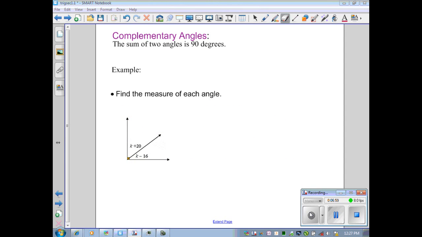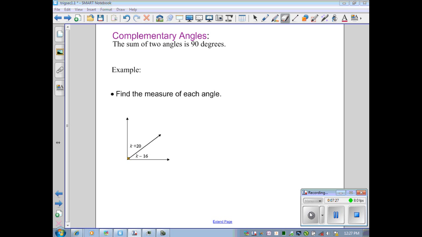Let's continue with some other terminology. Complementary angles: the sum of two angles is 90 degrees. In this situation, we need two angles that add up to 90. The diagram below shows two adjacent angles. In this situation they are adjacent, but they don't need to be. To solve this problem, remember, what they're asking for is the measure of each angle. Not only do we need to solve for the variable, but we also have to remember to solve for what is being asked, which is to find the measure of each angle.